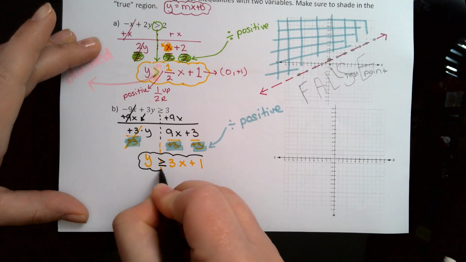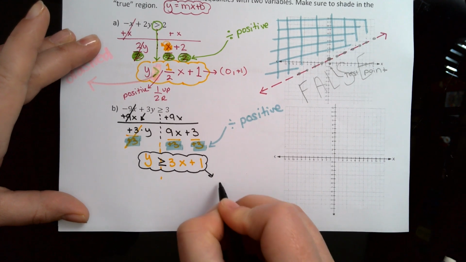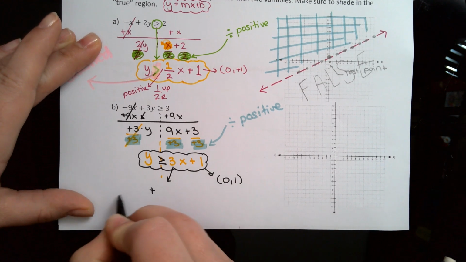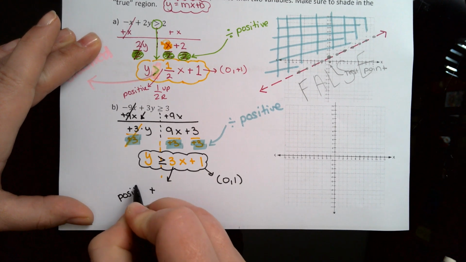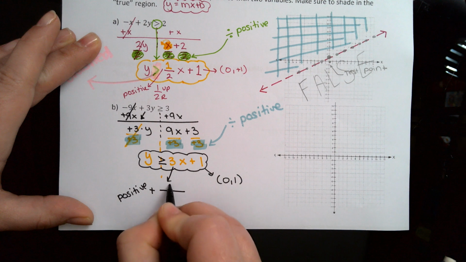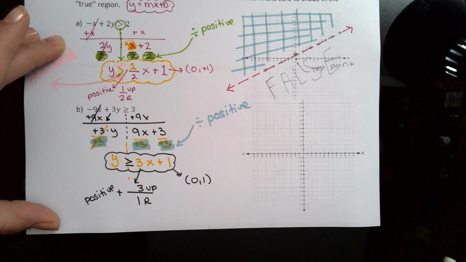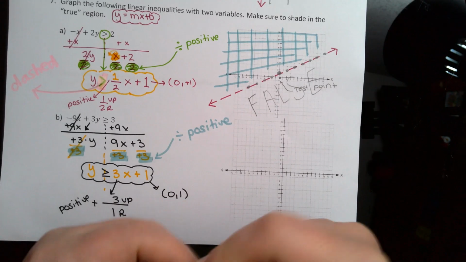Here is the inequality that we're going to be graphing. Our starting point is going to be at positive 1. We do have a positive slope, so that means we're going to be going 3 up and 1 to the right. Let's go ahead and graph, starting at 1.